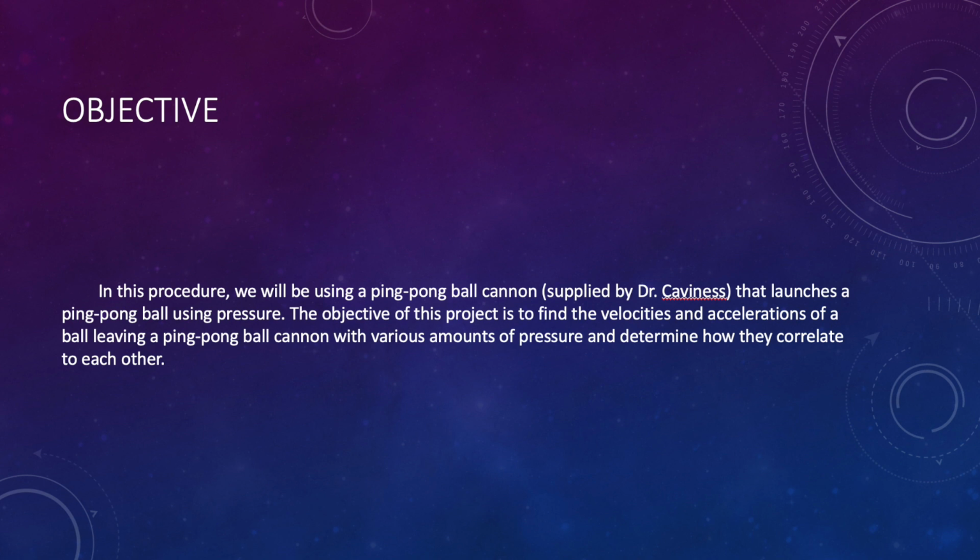The objective of this project is to find the velocities and acceleration of a ball leaving a ping pong cannon with various amounts of pressure, and we will determine how they correlate to each other. We will run a total of 5 trials and determine whether there is a linear relationship between the change in pressure and the change in final velocity of the ping pong ball. Additionally, we will examine whether the relationship of change in pressure and change in acceleration is linear.